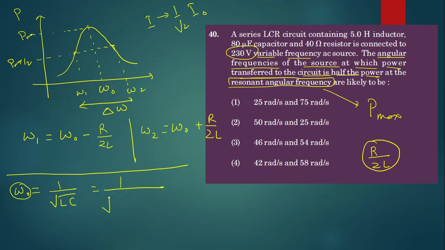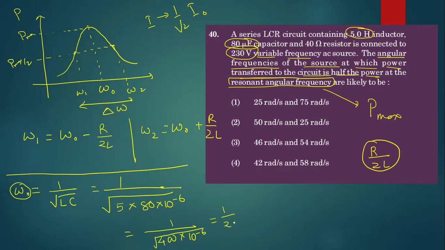First, consider the resonance frequency. What's the value of L? L is 5 Henry. So let me put 5. What is C? C is 80 microfarad, so this is 80 multiplied by 10 power minus 6. Let me solve it. This will be equal to the square root of 400 multiplied by 10 power minus 6, so 20 multiplied by 10 power minus 3. So this will be 0.05 into 10 power 3, which is equal to 50 Hertz. So that's the resonance frequency.